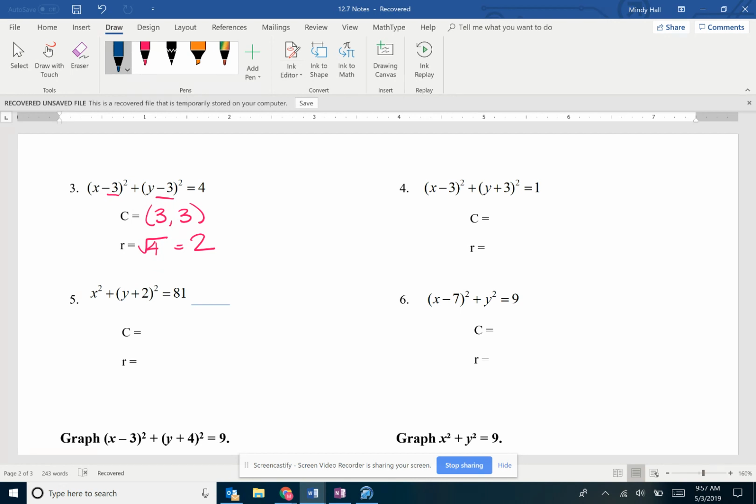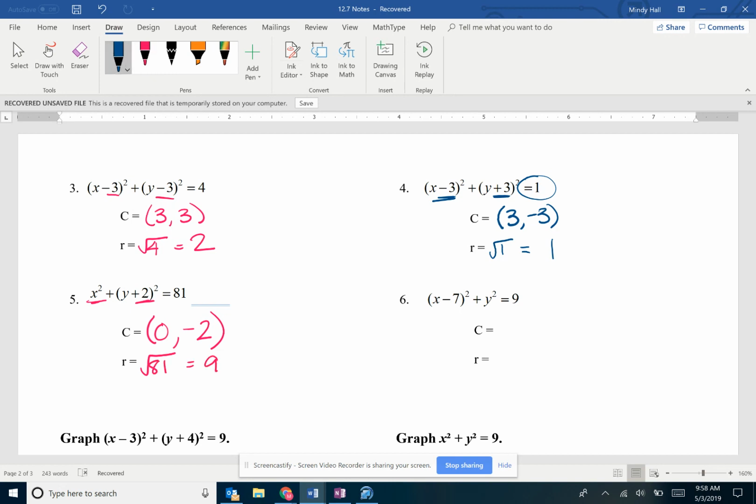So for this one, again, opposites. My x, it says it's -3, so it's going to be a positive 3. And with the y, it's a positive 3, so it's going to be a -3. And then the radius is the square root of whatever's over there. So we have 1 for this one. Okay? For number 5, we have nothing with the x, so that is 0. And we have a positive 2 with the y, so the opposite would be -2. And then the radius is the square root of 81, which is 9.